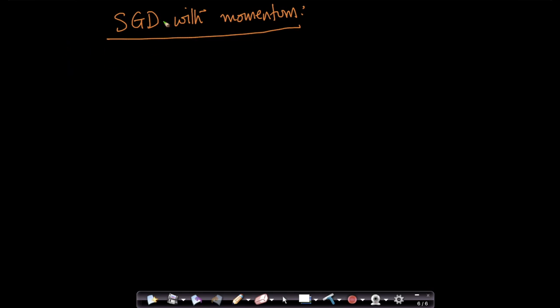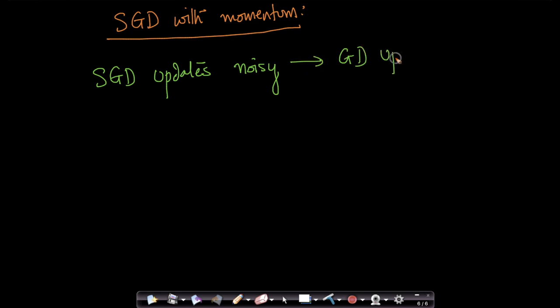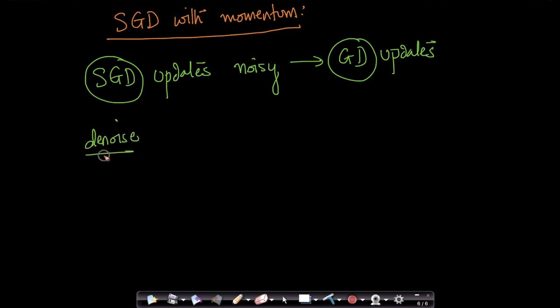So in the previous video, we saw that the SGD updates are noisy as compared to GD updates or gradient descent based updates. Basically, the derivatives or gradients that we compute using SGD are noisy because they're approximations to the gradient descent derivatives, right? So we said, can we somehow denoise this data? Let's understand a very, very simple concept of denoising.